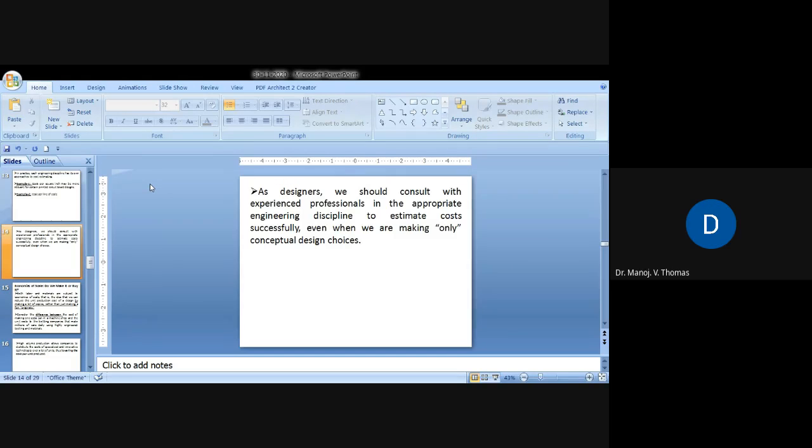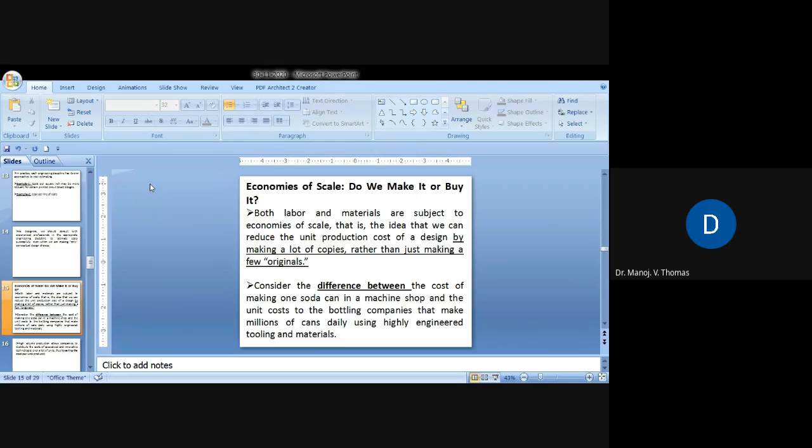So as designers, we should consult with experienced professionals in the appropriate engineering discipline to estimate the cost successfully, even when we are only at the conceptual design stage. If you do not have the experience or expertise, you should consult with experienced people, professionals, experts.